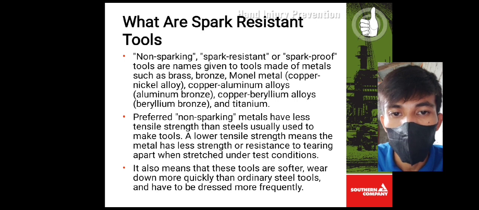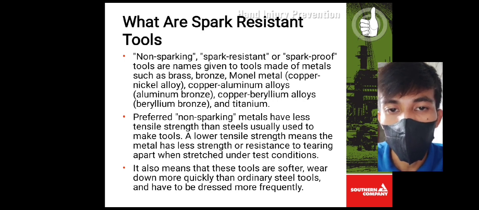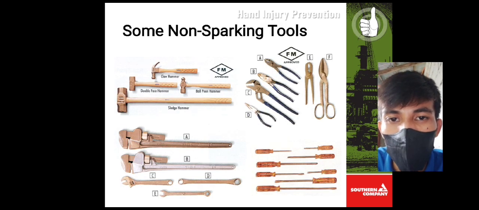Preferred non-sparking metals have less tensile strength than steels usually used to make tools. A lower tensile strength means the metal has less strength or resistance to tearing apart when stretched under test conditions. It also means that these tools are softer, wear down more quickly than ordinary steel tools, and have to be dressed more frequently. As you can see, these are some non-sparking tools.